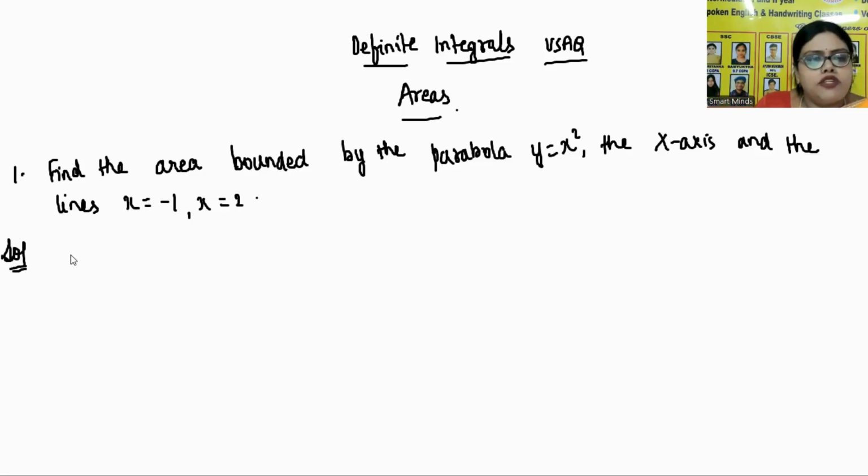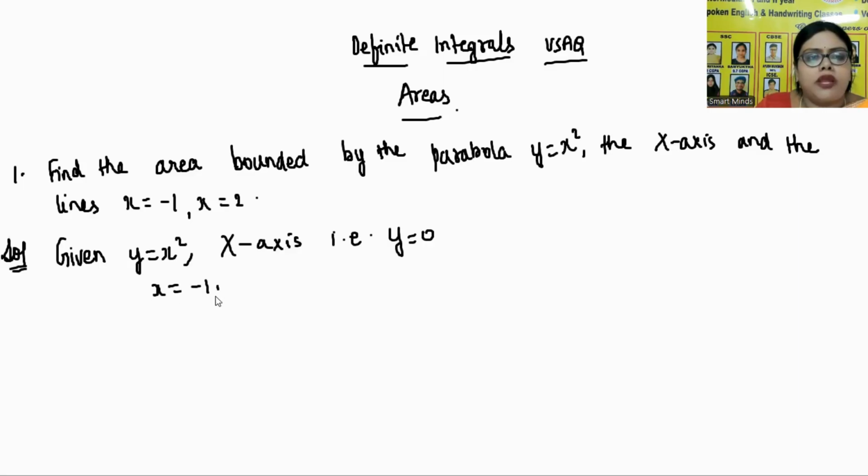So what is given to us? Let us write that first. Given y equals x square, x-axis. What do you mean by x-axis? Equation of x-axis is y equals 0. And what are the other lines given to us? x equals -1, x equals 2.